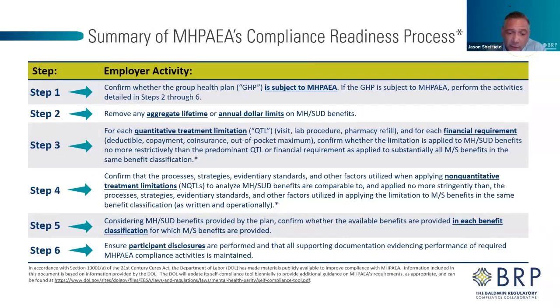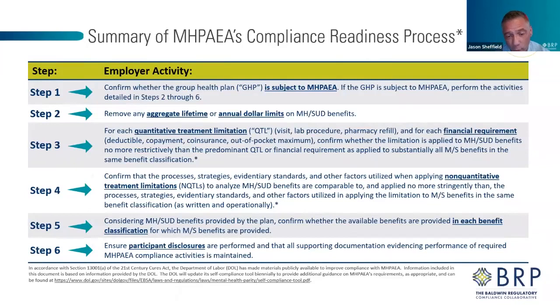Step five is to consider mental health and substance use disorder benefits provided by the plan. Confirm whether the available benefits are provided in each benefit classification, which we're going to cover in a few moments, and for which medical surgical benefits are provided. So there are a couple of steps there. Identify the mental health and substance use disorder benefits, treatments, and services available under your plan. Then, once you've identified them, make a list of them. Confirm whether those benefits, treatments, and services are provided in each benefit classification.